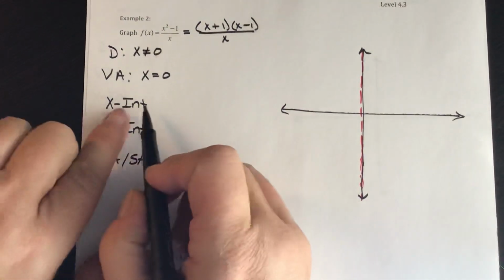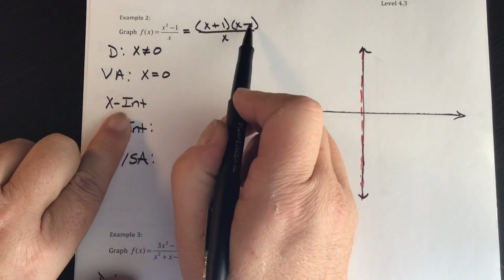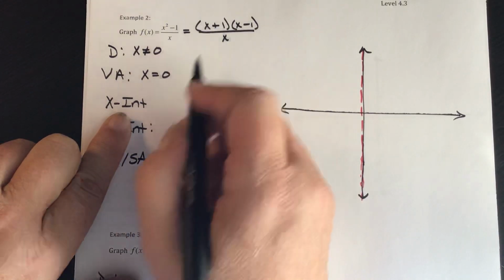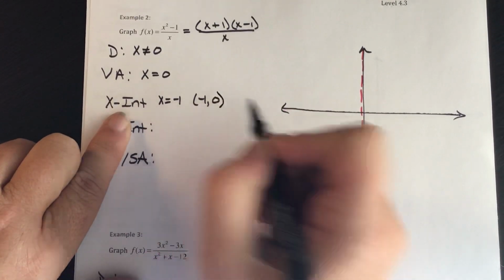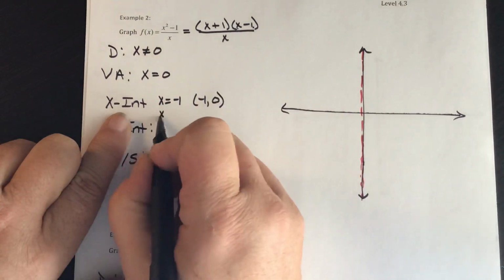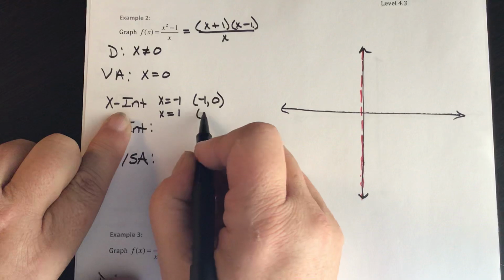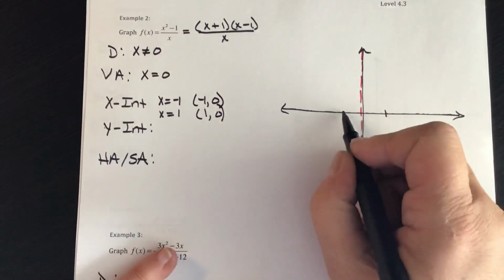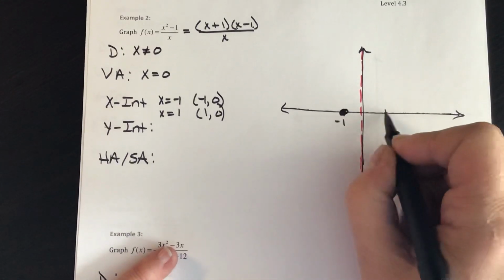So my x-intercepts come from my factors on the numerator equal to 0. If x plus 1 equals 0, then x is -1, and the point (-1, 0) is on my graph. And if x minus 1 equals 0, x equals 1, so the point (1, 0) is on my graph. So I'm going to draw that in here. Here's 1, here's -1. These are x-intercepts.